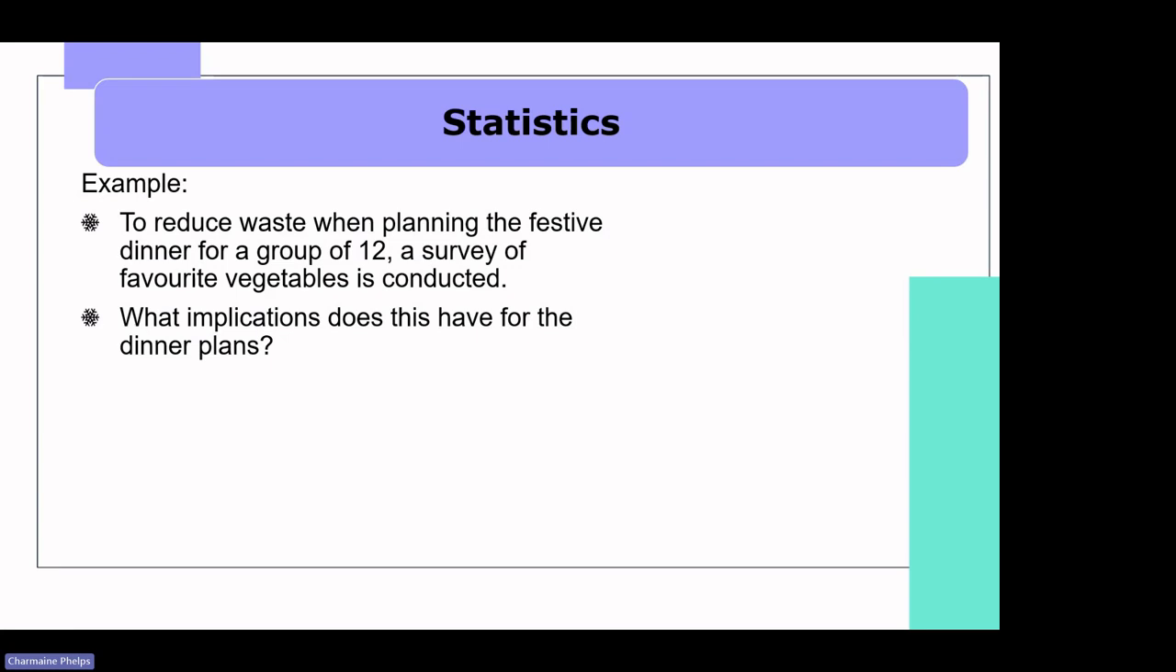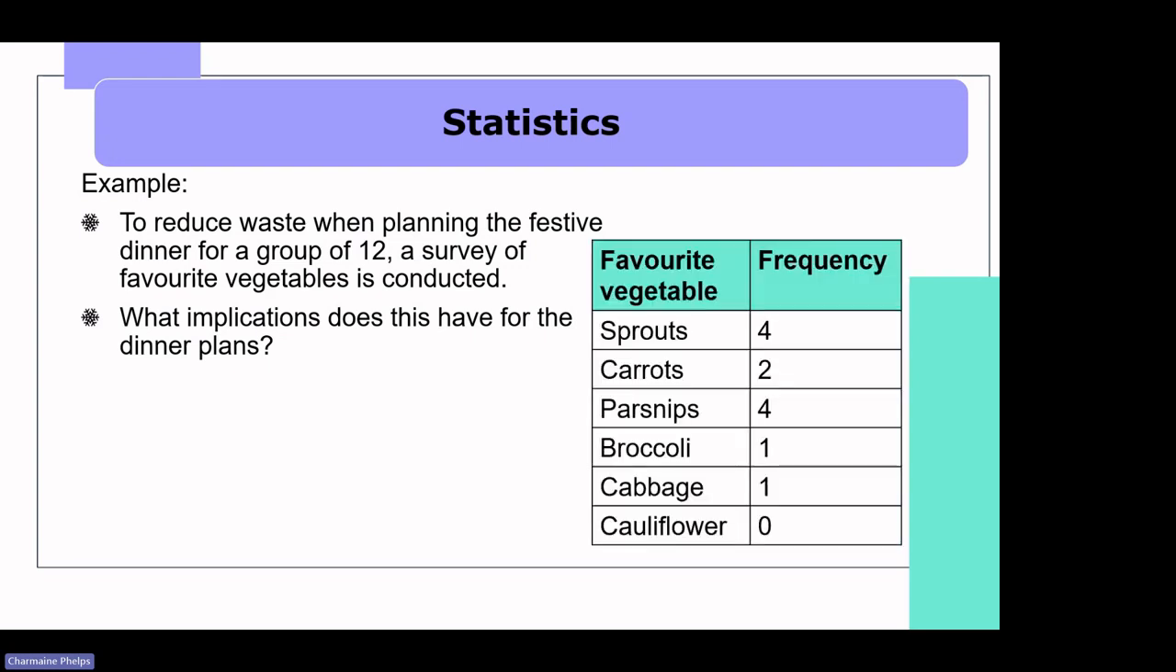Statistics. To reduce waste when planning the festive dinner for a group of 12, a survey of favourite vegetables is conducted. Can you imagine somebody doing this with you? And here's the survey. What implications does this have for the dinner plans? So I've done my survey. 4 people, their favourite is sprouts, and also parsnips. 4 people, it's their favourites.